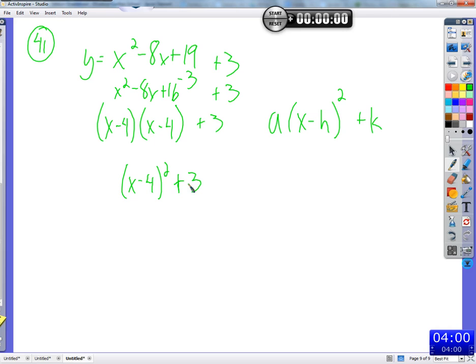So rather than having to do negative b over 2a, then take that result, plug it in so you can find the y value of the vertex, we just have vertex form. It moves over 4 to the right, 4. Moves up 3. Vertex. Is that 4, 3? Here's your vertex. It's a lot easier.